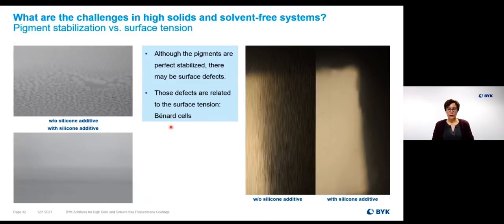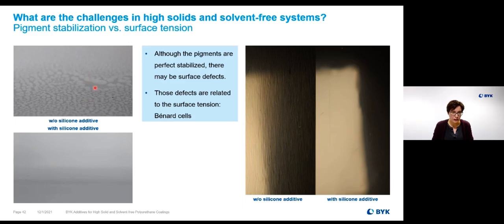At first, I would like to show you some surface defects, which is related to pigments, the Bernard cells. That is what you see left-hand side above. The gray pictures are two airless applied panels. In both cases, the pigments were perfectly stabilized. The difference between both pictures is only the silicone additive. The upper one doesn't contain any silicone additive, and the lower one does.